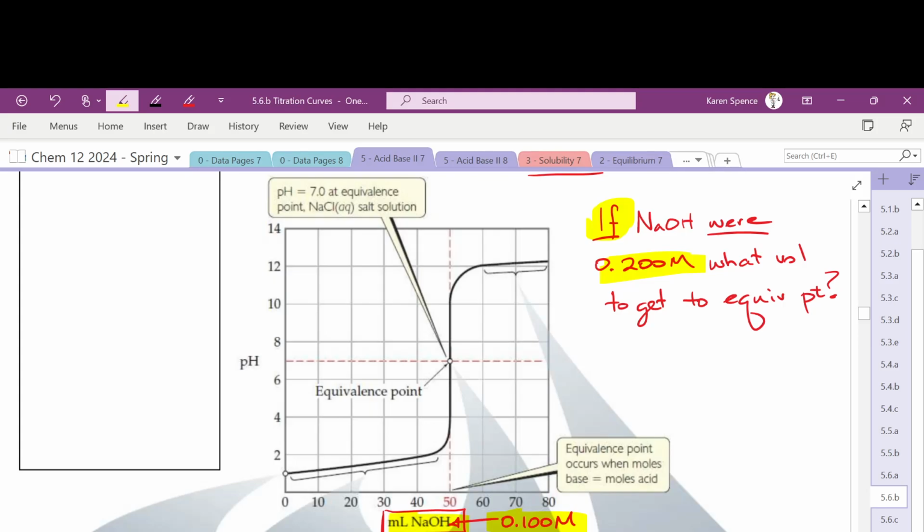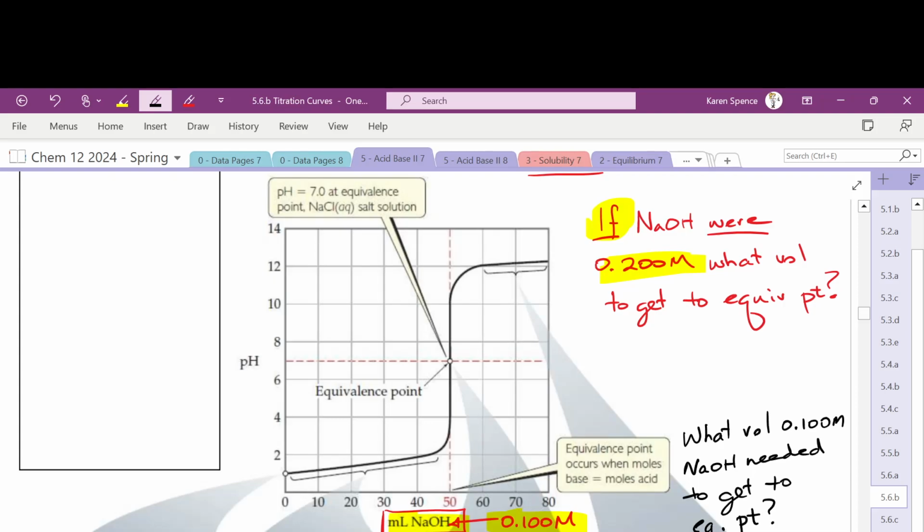Actually, maybe I should start with this. What volume of 0.1 molar NaOH is required to get to the equivalence point? Tell your partner that. What volume? 0.1 molar NaOH needed to get to the equivalence point. This should be easy.